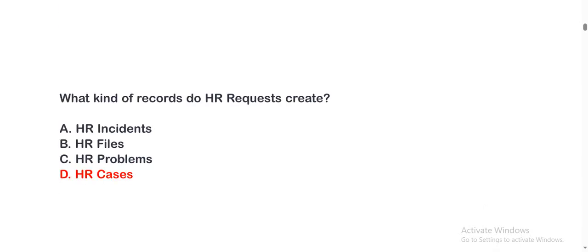Next question is, what kind of records do HR requests create? And the options are option A, HR incidents, option B, HR files, option C, HR problems, and option D, HR cases. And the correct option is option D.